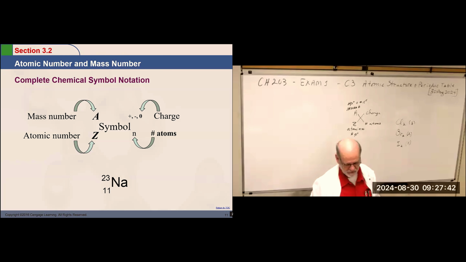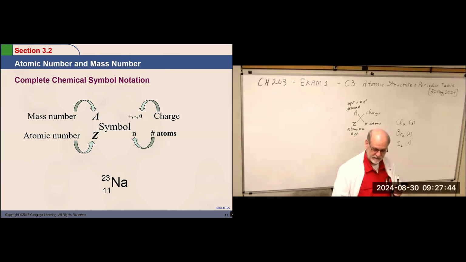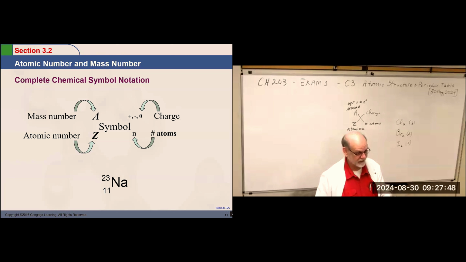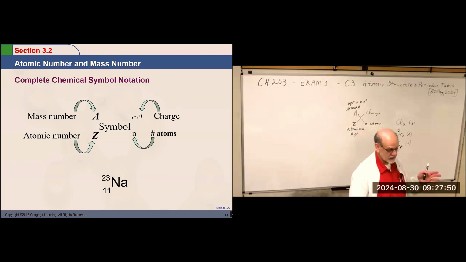For instance, there you go, sodium with 11 protons. If you change the number of protons, you get a different element. So sodium has a mass number of 23, so how many neutrons does it have? 12, right? 12 plus 11 is 23.